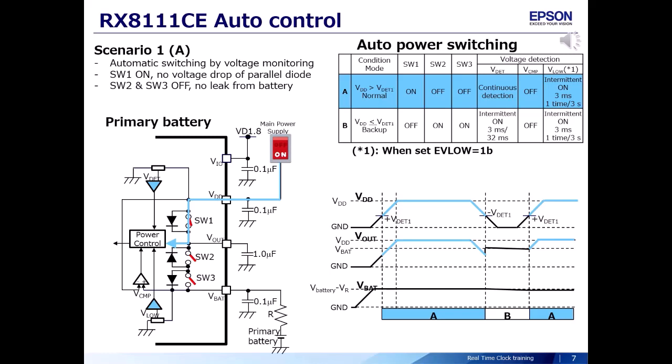Compare with diode OR connection. Epson RTC module advantages are: automatic switching by voltage monitoring. Switch 1 on, no voltage drop of parallel diode. Switch 2 and switch 3 off, no leak from battery.